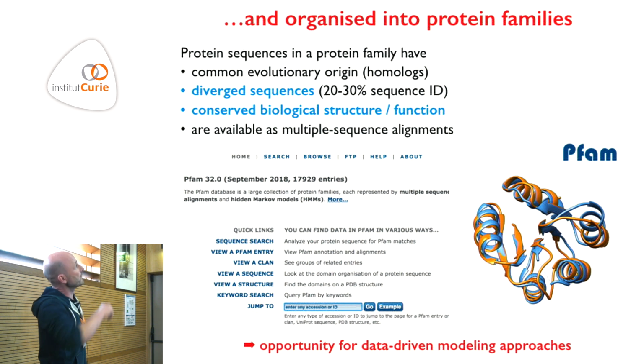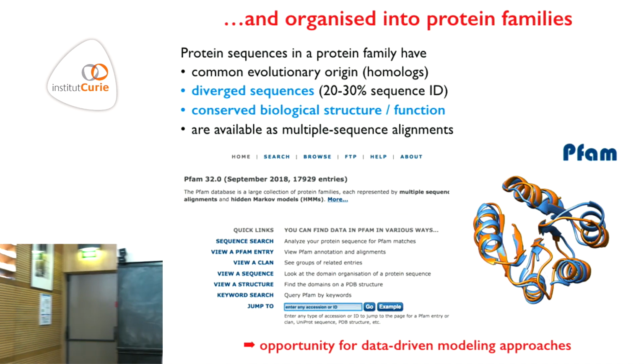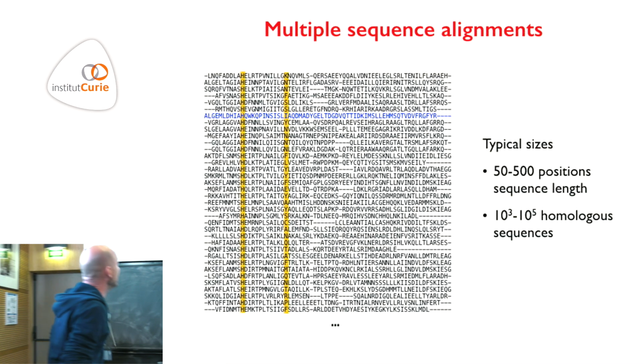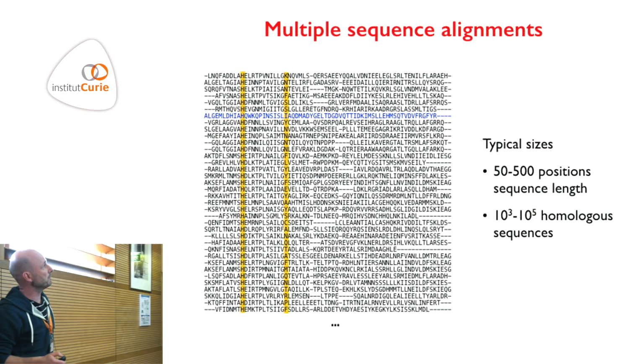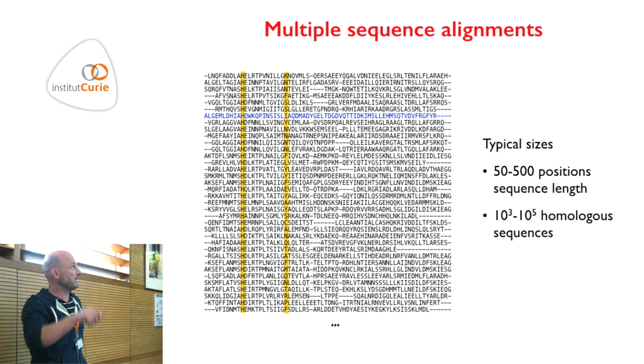And what is nice about these protein families is that there are big databases like the PFAM database, which provide these as multiple sequence alignments. So the data I actually have look a bit like this: big matrices of aligned sequences. Each line here is one protein. You have many proteins which are aligned. Typically, they have something like 50 to 500 positions.